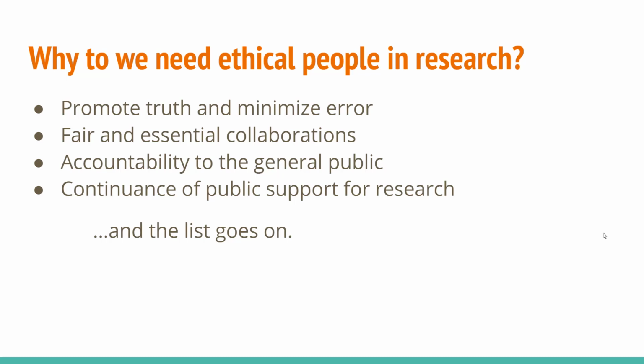We need ethical people in research for four main reasons. First of all, to promote truth and minimize error. The scientific process has always been about finding truth. We also need ethical people in research to have really fair and essential collaborations that can move research endeavors forward. There needs to be accountability to the general public so that we don't see a huge distrust in science like we're seeing now. And there needs to be a continuance of public support for research. This is really important because public support for research comes through tax dollars.